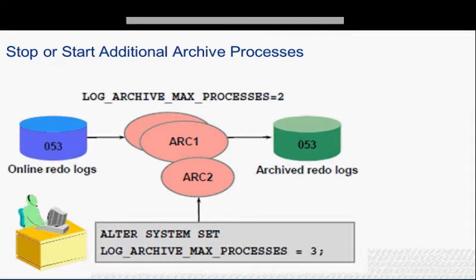The day after, if the instance is not shut down, we can issue the following SQL command to stop the additional archive process. Alter system set log_archive_max_processes = 2. Note that if the instance is shut down at night, the next day it would start again with only 2 archive processes as specified in the initialization parameter file.